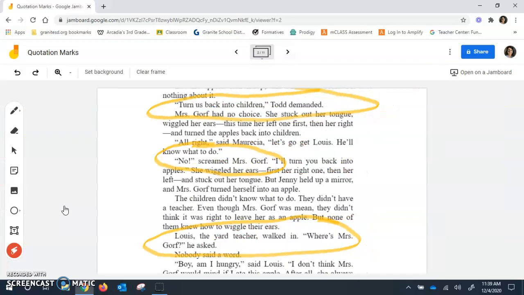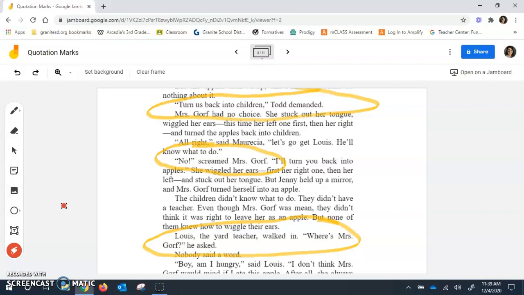Let's look here. Todd is speaking on this one. "Turn us back into children," Todd demanded. So you'll notice we have quotation marks here and here. He's saying, "Turn us back into children," and we have this comma right here. You always have a comma when your quotation marks are at the beginning of your sentence and then a period at the end. So "turn us back into children," comma, Todd demanded, period.